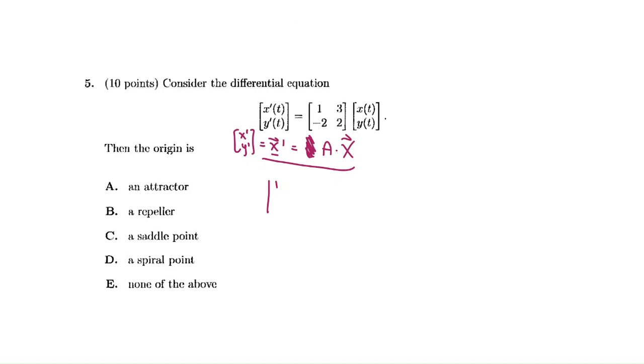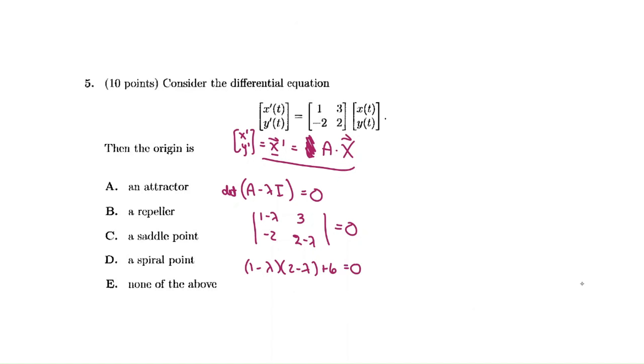So to find the eigenvalues, we're going to find the determinant of A minus lambda I and figure out when that is equal to 0. And I is just the identity matrix. This means we're going to do 1 minus lambda, 3, negative 2, and 2 minus lambda. And this is going to be equal to 0. This gives us the characteristic polynomial: 1 minus lambda times 2 minus lambda plus 6 equals 0. And this becomes lambda squared minus 3 lambda plus 8 equals 0.